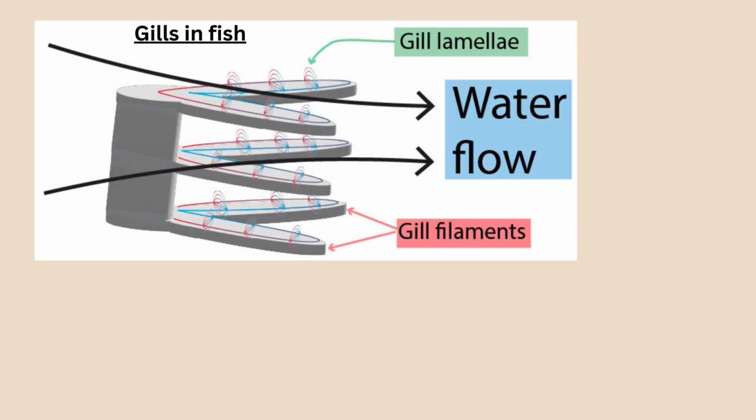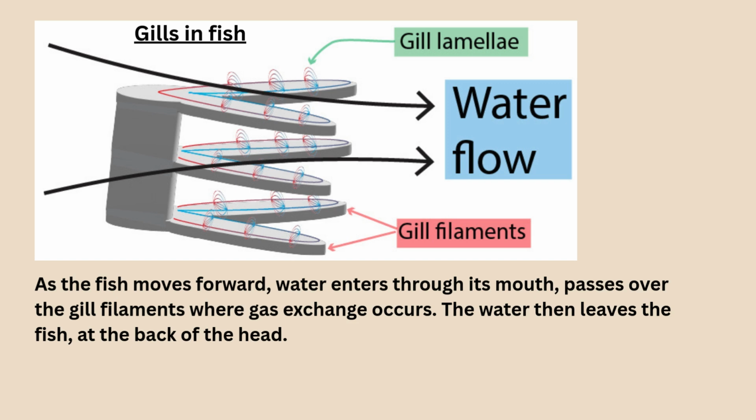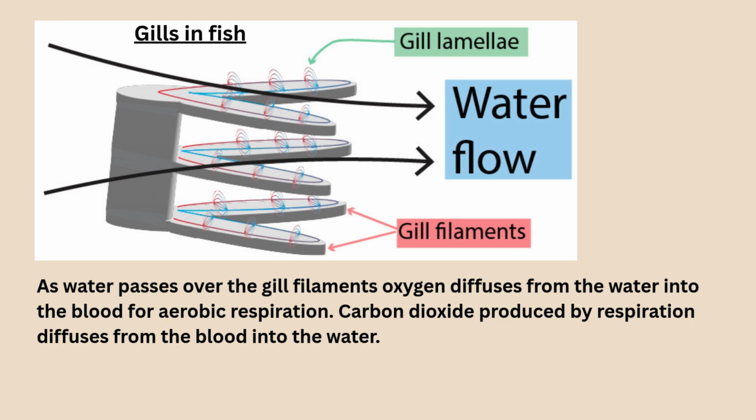The gills in fish. As the fish moves forward, water enters through its mouth, passes over the gill filaments where gas exchange occurs. The water then leaves the fish at the back of the head. As the water passes over the gill filaments, the oxygen diffuses from the water into the blood for aerobic respiration, and carbon dioxide produced by respiration diffuses from the blood into the water.